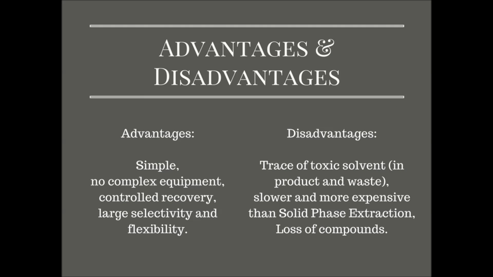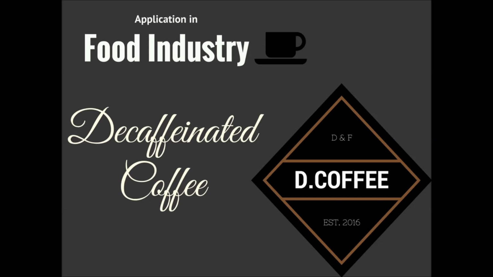Solvent extraction is a simple method with no complex equipment required. It also has controlled recovery and large selectivity and flexibility. But it may leave a trace of toxic solvent in the product and waste, since the solvent is not a food-grade solvent. It is slower and more expensive than solid phase extraction, and also it has a chance to lose some compounds in the product. There is one product that uses the solvent extraction method in the food industry, which is decaffeinated coffee. And the process is called decaffeination.